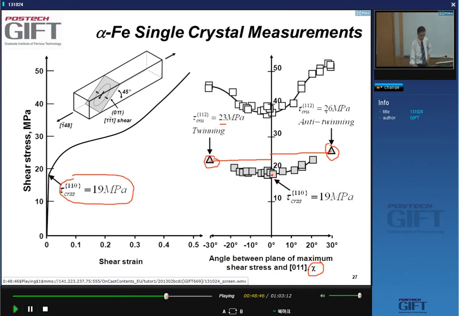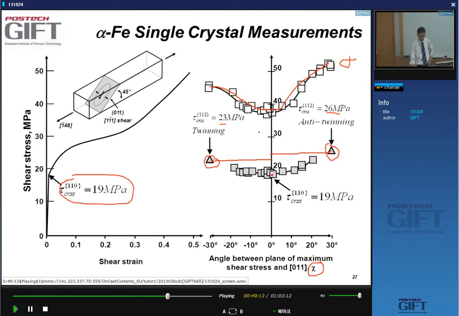These differences are small, okay? That's important. I want you to notice this. 23 and 26, so that's only 3 megapascals of difference. So you really need to be very careful with experiments here, yes? And this is actual raw data, yes? This is the externally measured flow yield strength on your crystals.